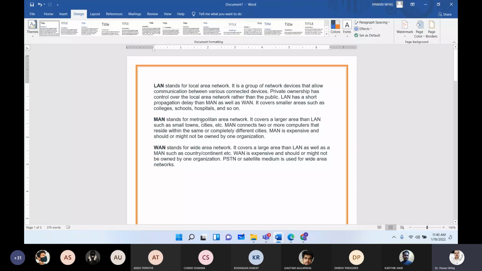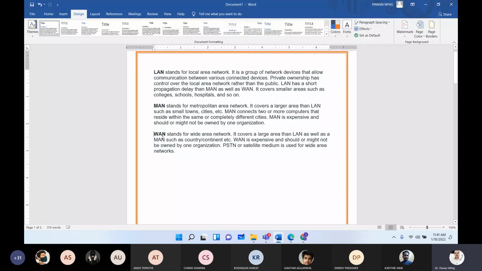Similarly, the MAN stands for metropolitan area network. It covers more area, a larger area than LAN, such as towns and cities. And MAN connects two or more computers that reside within completely different cities. So MAN is expensive, and it might not be owned by one organization because of its infrastructure and heavy cost. So it is managed by the government basically.